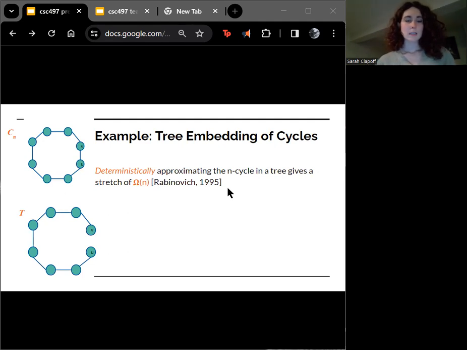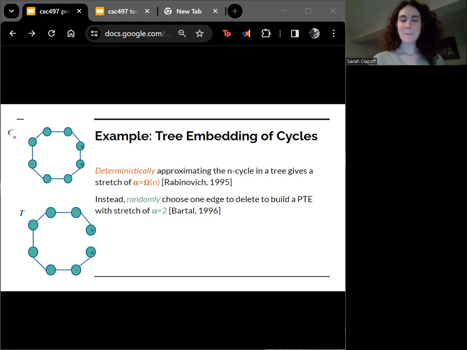Rabinovich in 1995 showed that deterministically approximating the n-cycle in a tree will give a stretch of omega of n. For each edge removed, there's always going to be a node pair that used to have stretch 1, so it didn't change, and now it has stretch n minus 1. Now it has to go all the way around to find a path connecting those two nodes, which isn't really great.